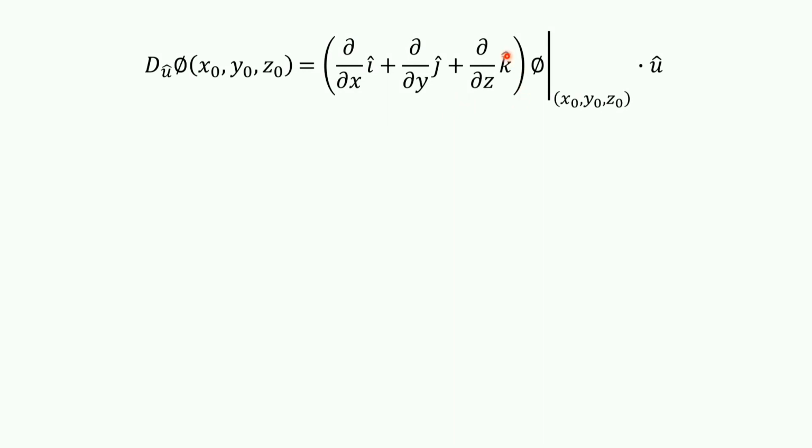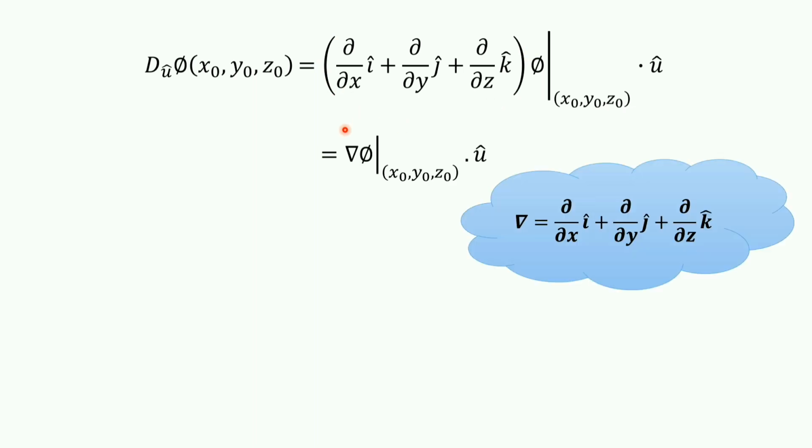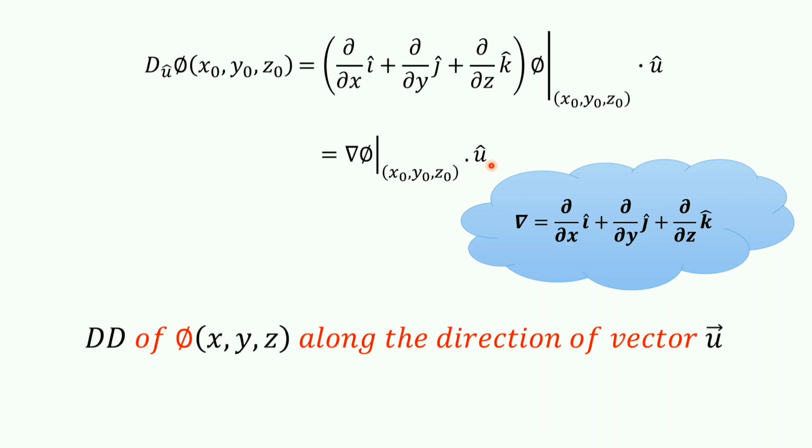Now here, this bracketed term is an operator. We call that a vector differential operator, and we denote that by del. So here del is ∂/∂x of i plus ∂/∂y of j plus ∂/∂z of k. So this becomes del phi evaluated at x naught, y naught, z naught, dot product with u bar. This is what the directional derivative of phi along the direction of vector u bar is. So this is how you find the directional derivative.